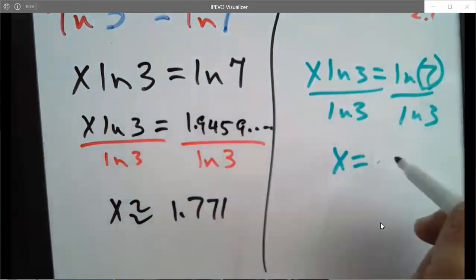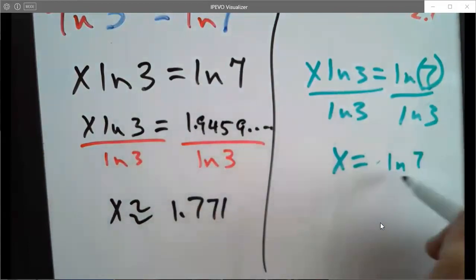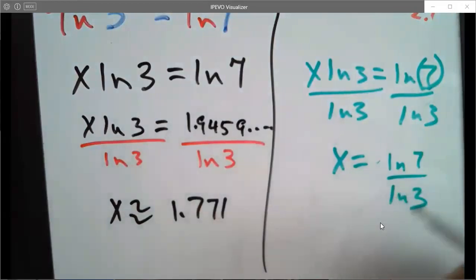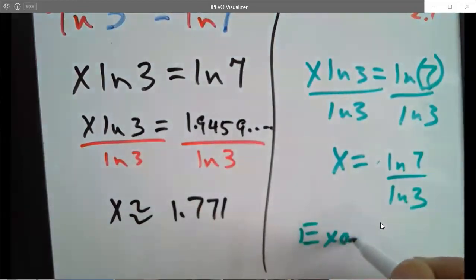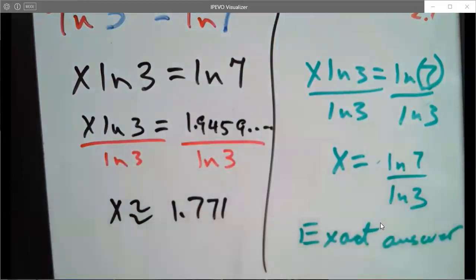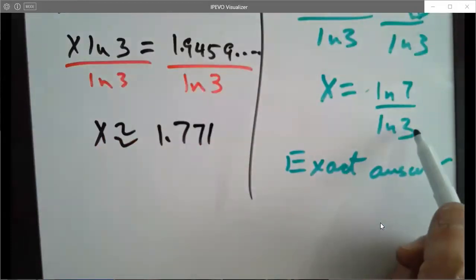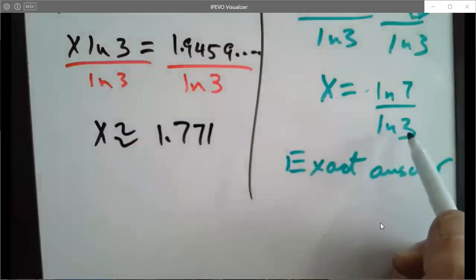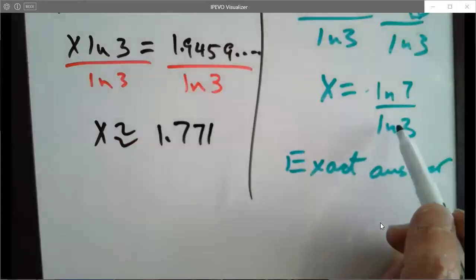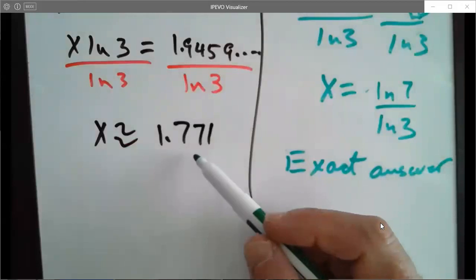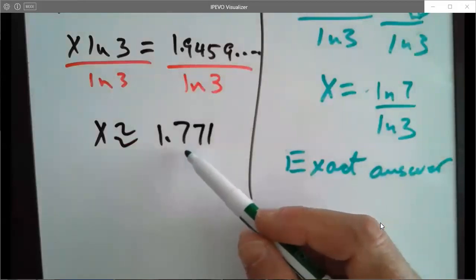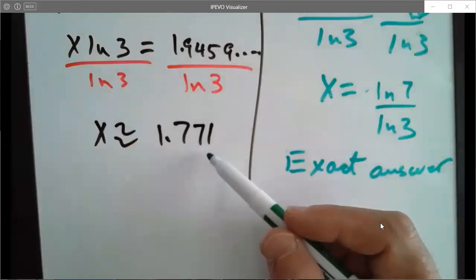Now natural log 7 over natural log 3, this is an exact answer. If they ever ask for an exact answer, then that's what you write. But 1.771, that's approximate, that's rounded off.